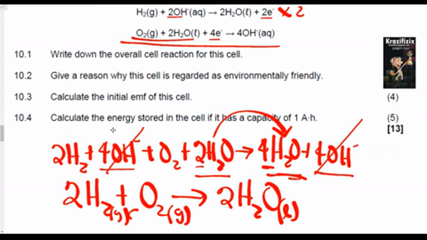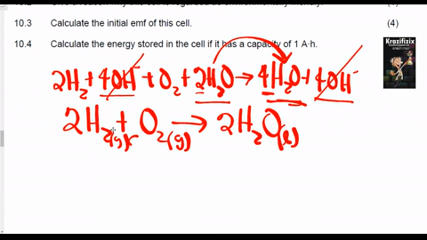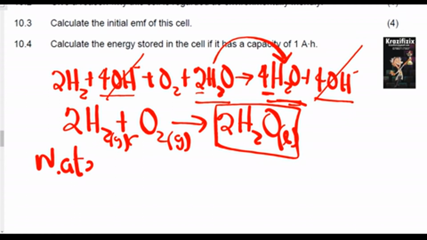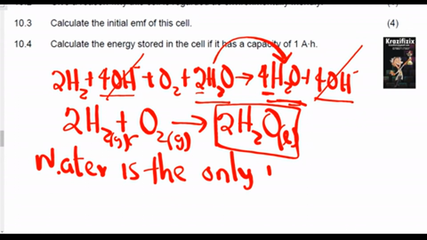All right. Give a reason why this is regarded as environmentally friendly. Number 1, we're using inert electrodes. And if you look at the products, we are actually producing water. Water is the only product, so it is environmentally friendly. I mean, who runs away from water?